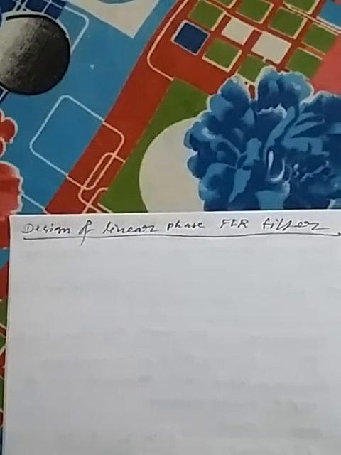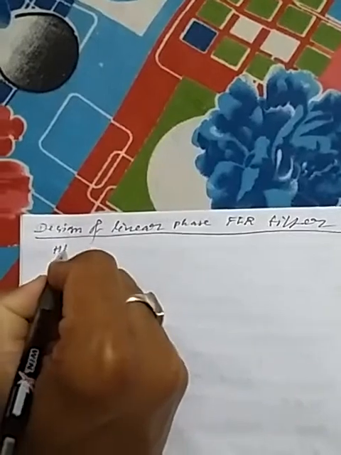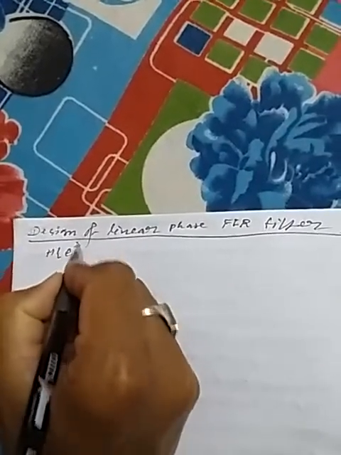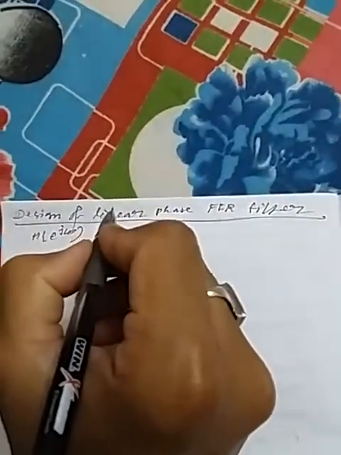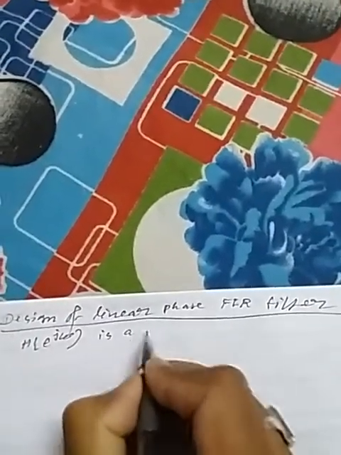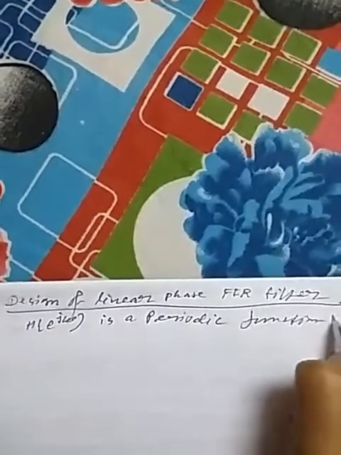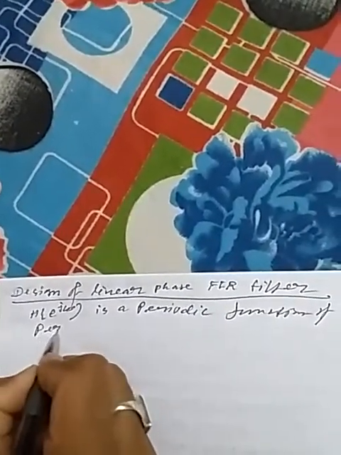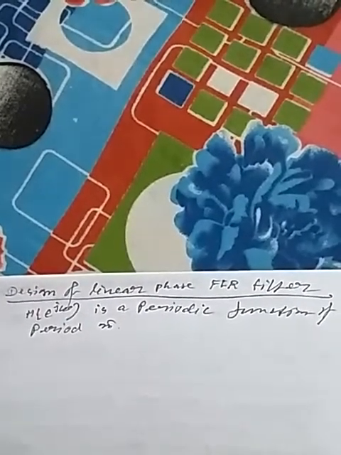Now, what is the method? As we know, the frequency response of the filter, H of e to the power j omega, is a periodic function of period 2 pi. So this is basically a periodic function.